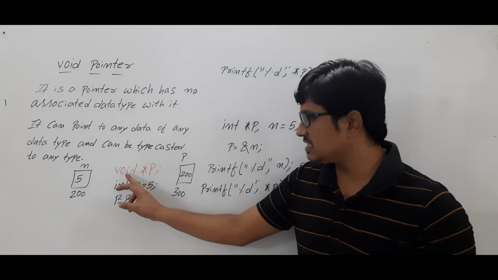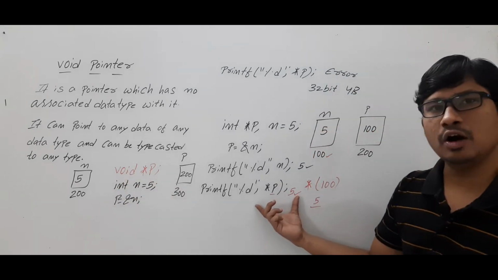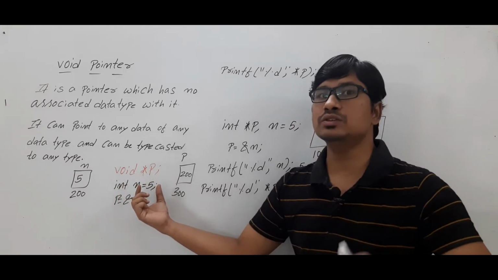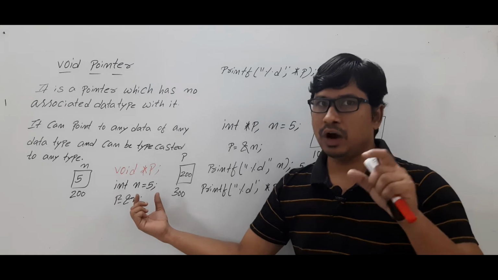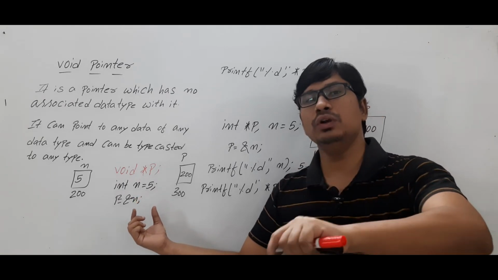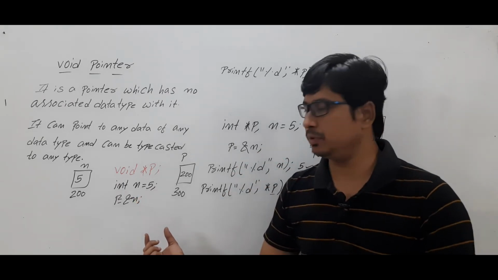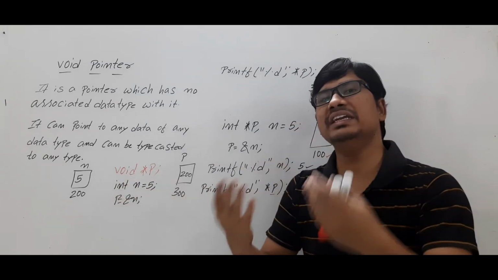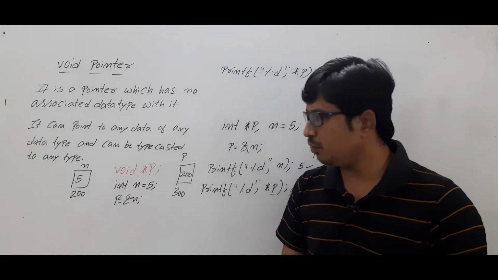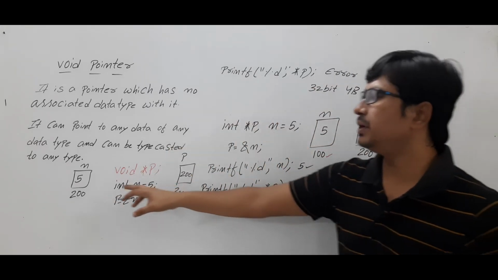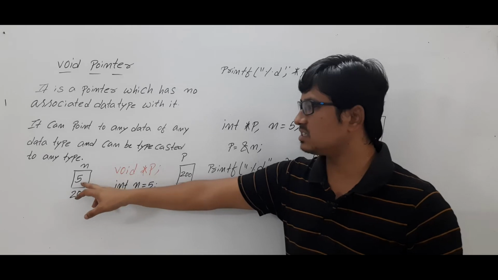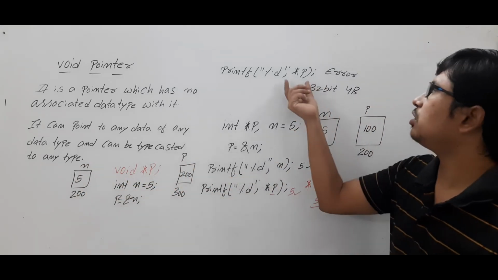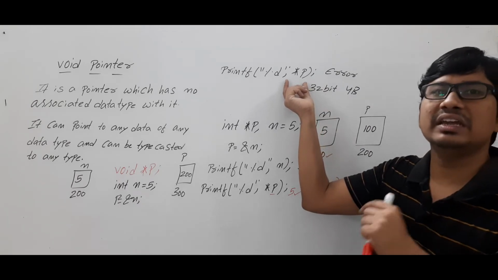If it is an integer pointer, it is giving the output. But as it is a void pointer, it has no associated data type with it. What I said, an integer pointer can only hold the address of an integer variable. But however, a void pointer can hold the address of any type of variable. But however, if you want to print the value which is there in the variable n with the help of the pointer, you cannot write like this. It will give an error for you.